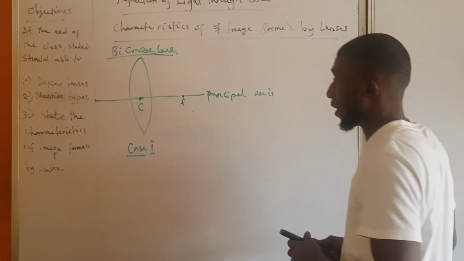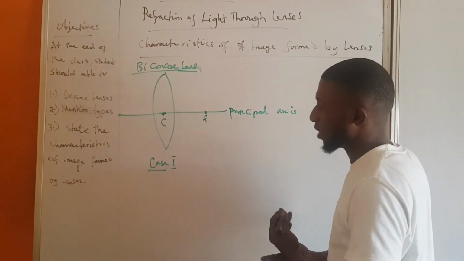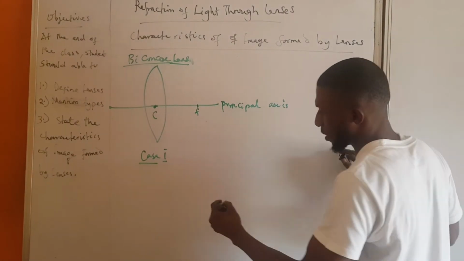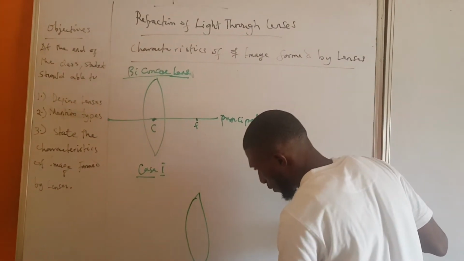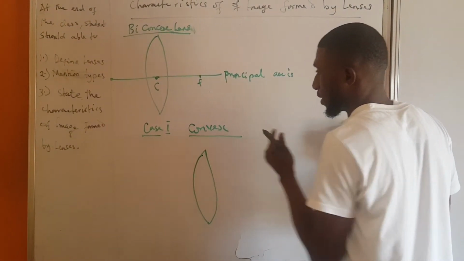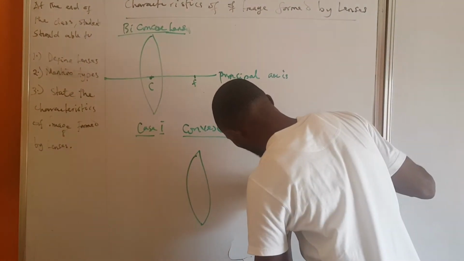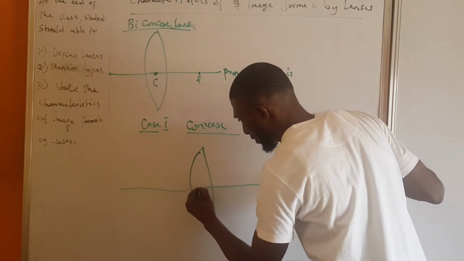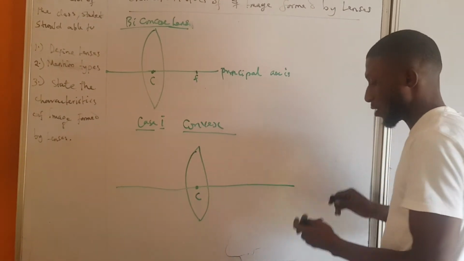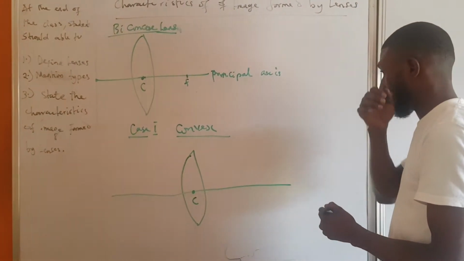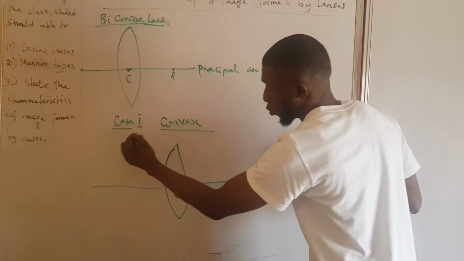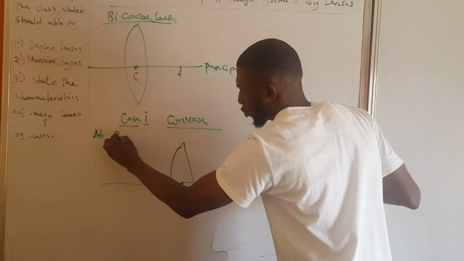For this one, what if the object is on 2 principal focus? When the object is on 2 principal focus, that is on the radius of curvature, on a convex lens. When this is our principal axis, don't forget that this is the optical center. Any ray that passes through this optical center is going to pass through it undeviated. Okay. Now we have the first case, case 1, at 2f.